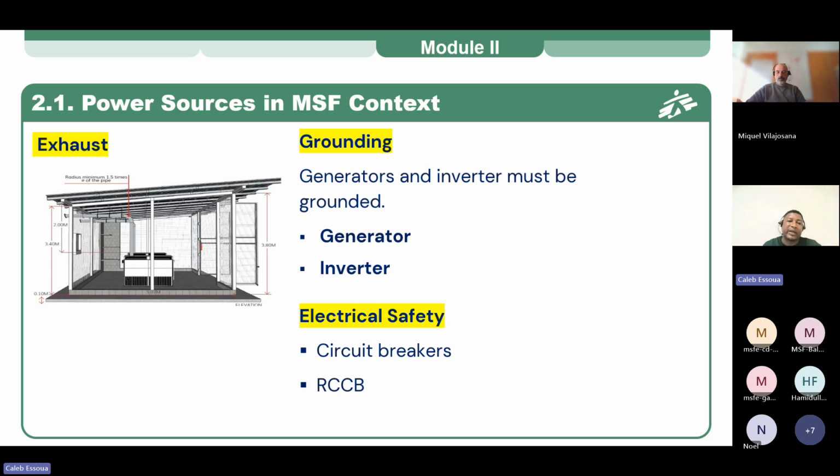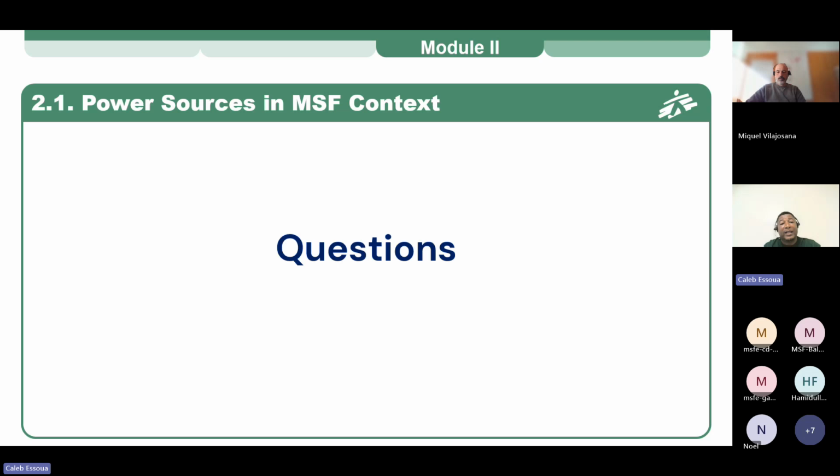We have the circuit breaker, the RCB. We can add the surge protection device type 1, so that we can keep our system safe. So this is a little bit, sorry for being so fast because of the time.